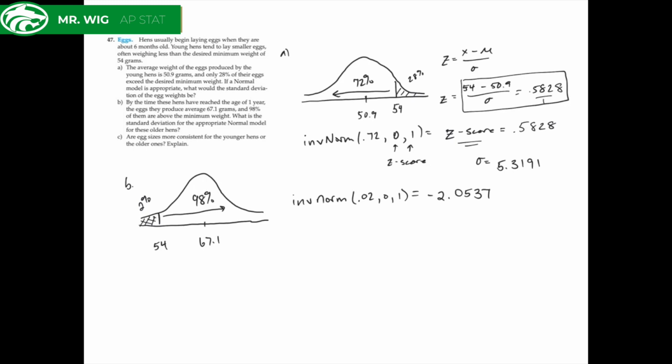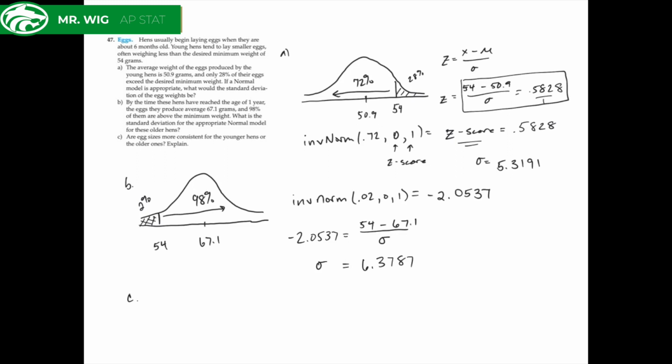Now I'm going to use the method I used before. Negative 2.0537 is equal to 54 minus 67.1, divided by the standard deviation. In the same way, we're going to solve for the standard deviation again. So sigma, the standard deviation, becomes 6.3787.